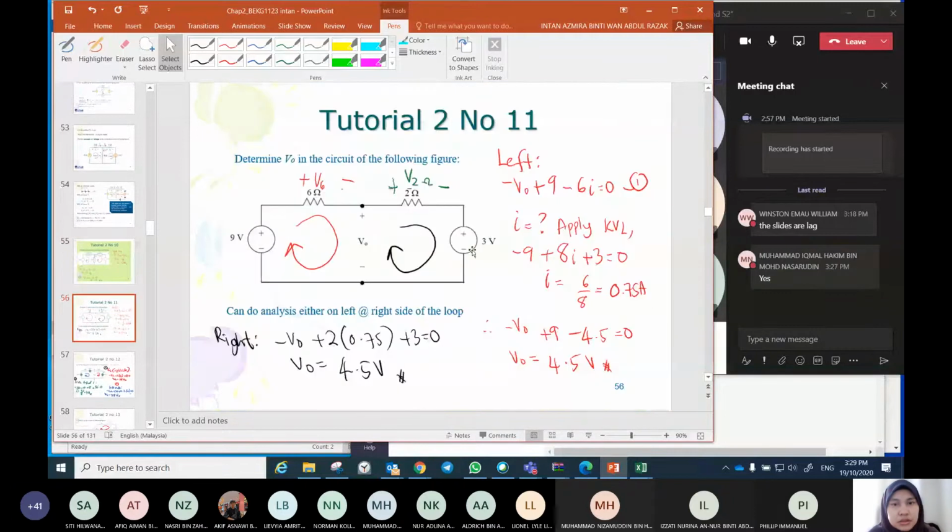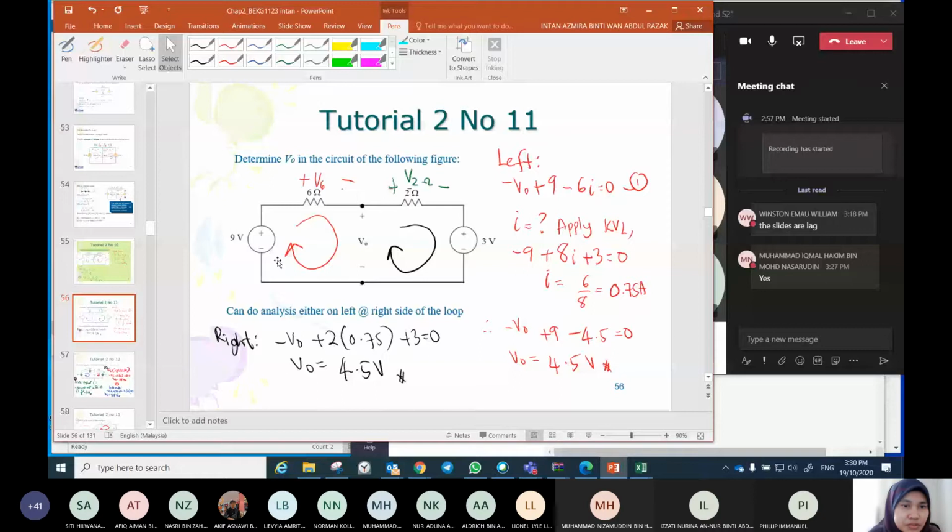Okay, this is another example from tutorial 2 number 11. We are given a circuit and asked to determine V0. V0 is located here. Imagine that you take a multimeter or voltmeter. You tap the positive probe at this point and the other probe at this point, because you want to measure the voltage, the summation of voltage.